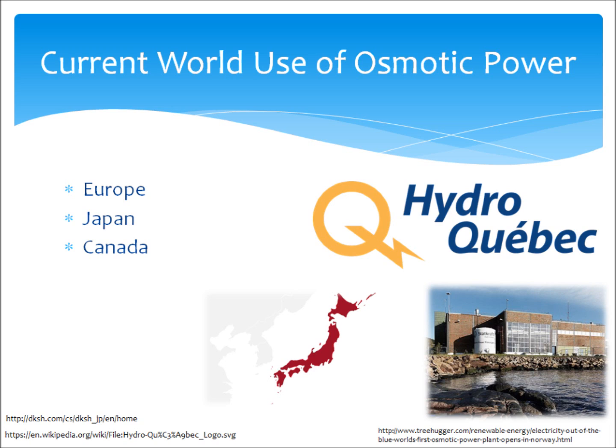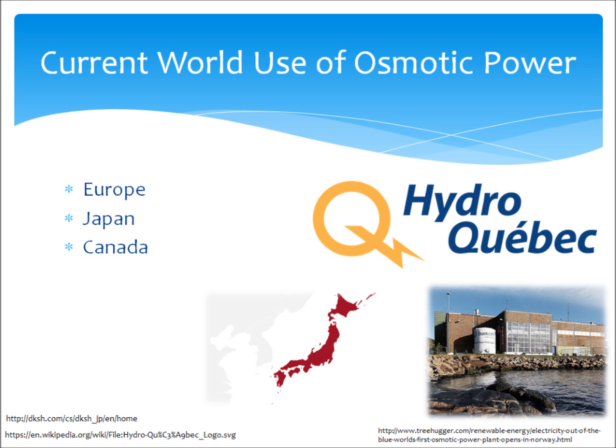Current world use of osmotic power. In Europe, Statkraft, since 2009, has been testing their prototype power plant in a fjord in Norway. They would test energy outputs, but were only able to produce less than 1 watt per meter squared of power. The main obstacle is the membrane technology and lack of companies producing them. But once there are more osmotic power plants, the demand for membranes will increase.